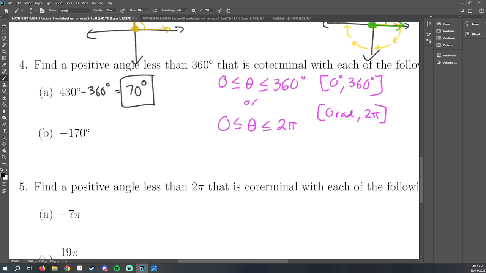So there you go. Oh yeah, I should actually say this range you can also think about as not including 360, because 360 degrees and 0 degrees are the same thing. Same thing with 2 pi. 2 pi radians is the same as 0 radians.